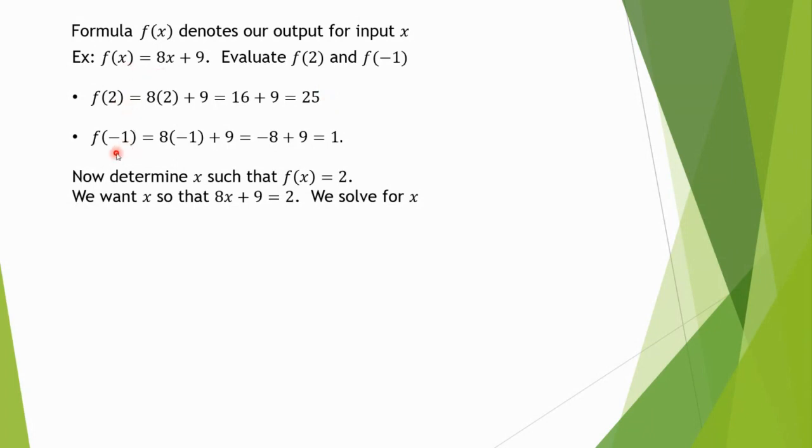F of negative 1, same idea. Except instead of replacing x by 2, you're replacing x by negative 1. So f of negative 1 is 8 times negative 1 plus 9. This is the same as negative 8 plus 9, which is 1. So f of negative 1 is 1. When x is negative 1, you plug it in for x, your input, and the output you get is 1. So that's a formula. This is evaluating a function at numbers.